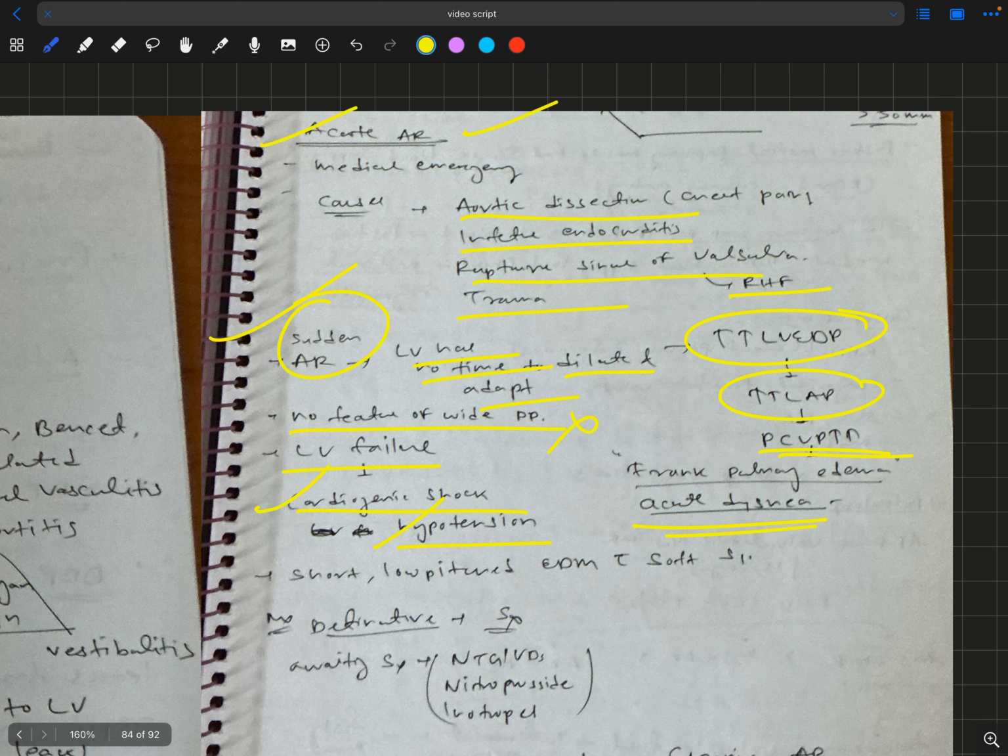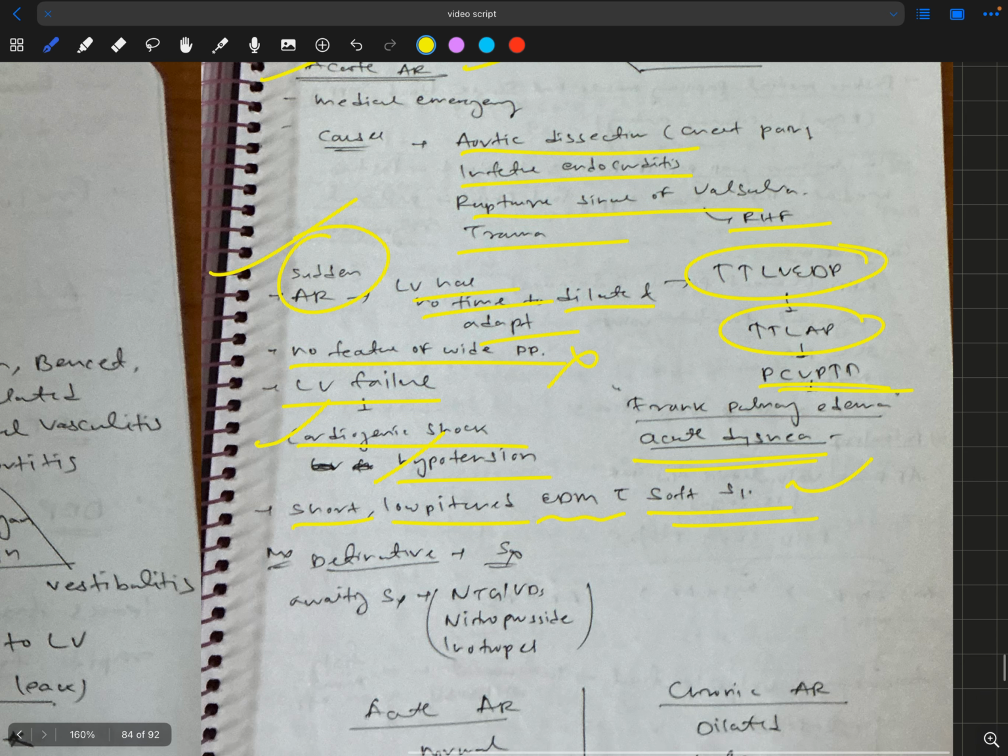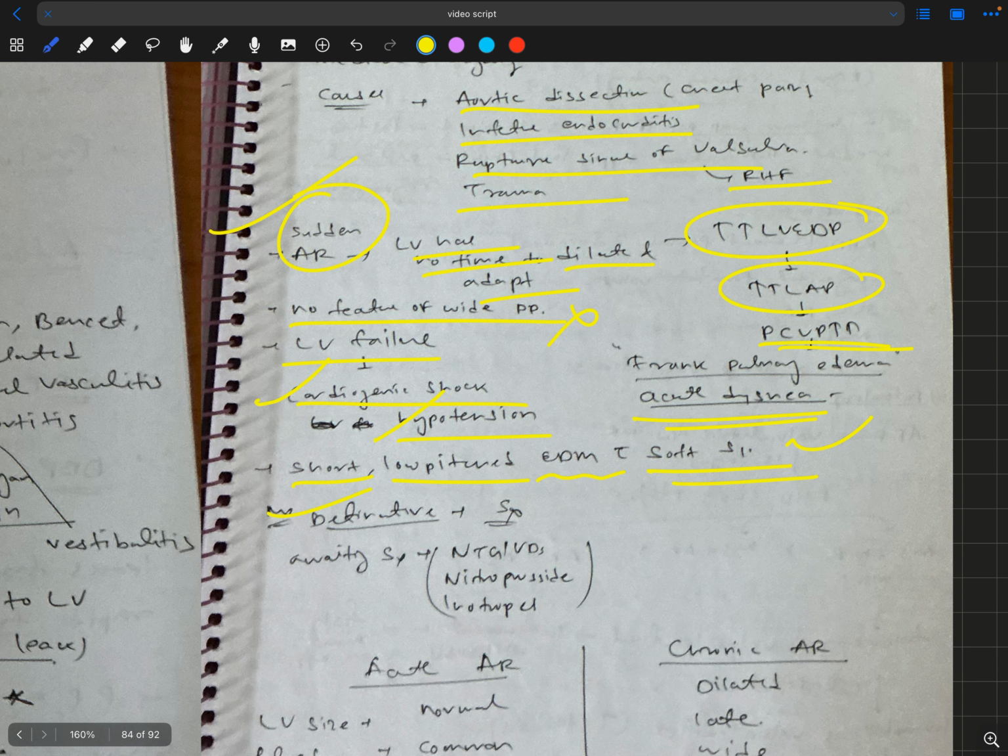What type of murmur will you hear? The murmur heard in case of aortic regurgitation is an early diastolic murmur. In acute AR, it is a short, low pitch early diastolic murmur with a soft S1. What is the management? Definitive management is surgery. If the patient is awaiting surgery, you can give nitroglycerin or vasodilators like nitroprusside, and inotropes.